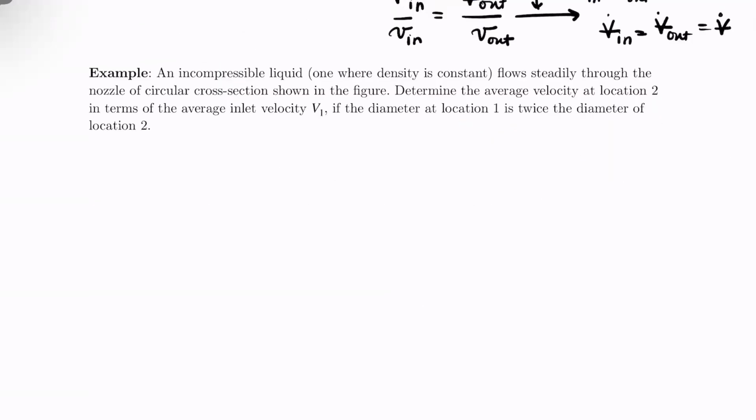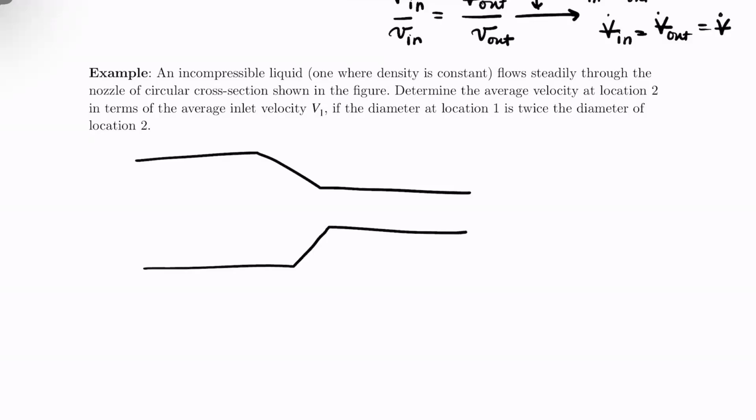Okay, so we have an incompressible fluid. So this is a fluid where the density is constant and it is flowing steadily through the nozzle of a circular cross section shown in the figure, which I'm going to draw for you. It looks like this. So just imagine you're rotating this around the central axis. It's a pipe of this shape, okay? Like so.